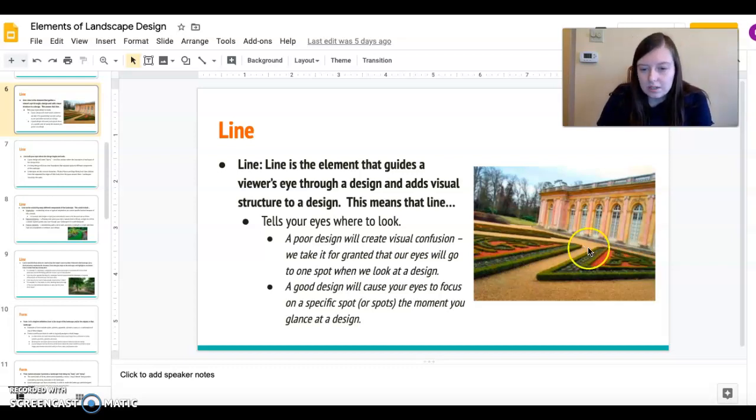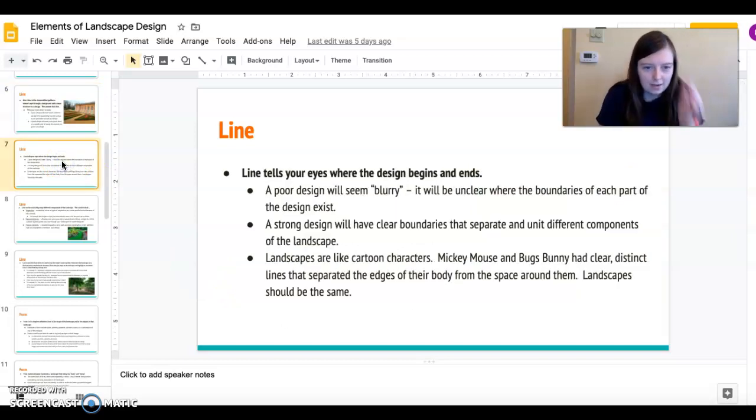We want to see all these different lines, how there's not just one, there's multiple going throughout that design. A good design is going to cause your eyes to focus on a specific spot or spots the moment that you glance at it. So you won't have to study the design to decide that your eyes like it. That structure really works out for your brain and your brain really likes it. All right, next. Line tells your eyes where the design begins and ends.